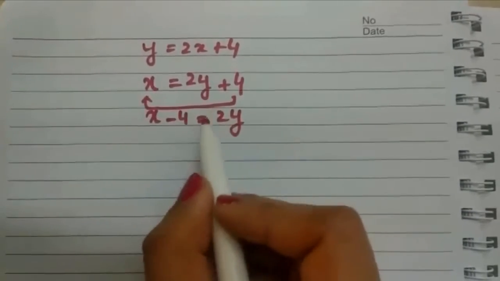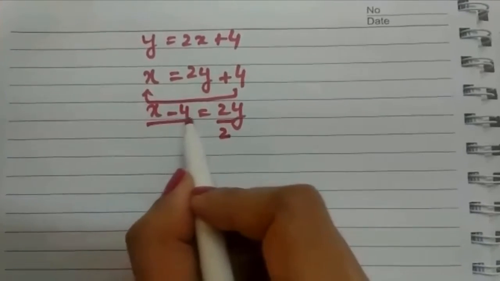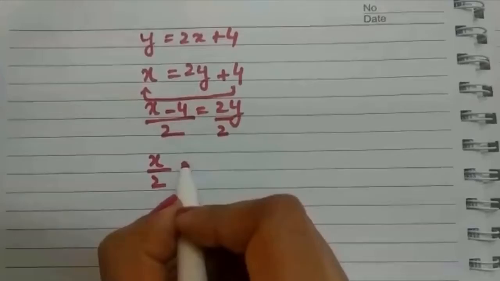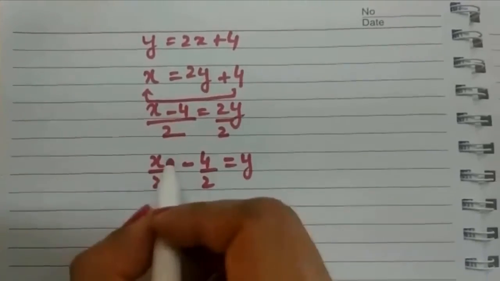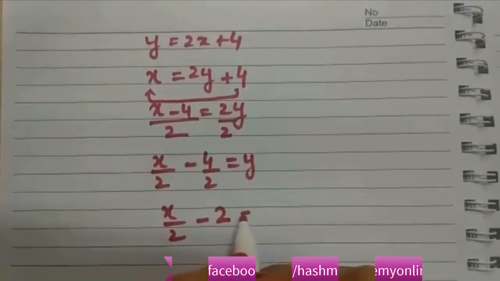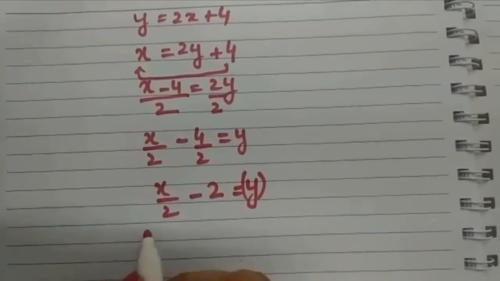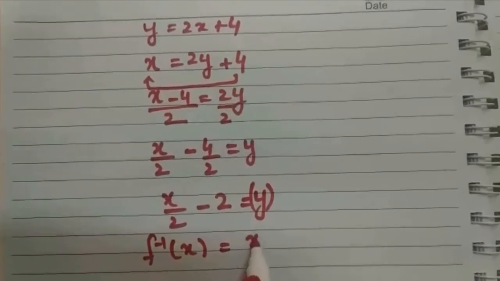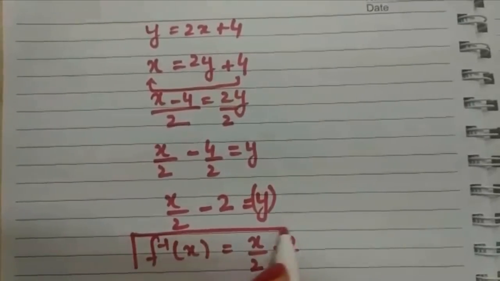Now we have to make the coefficient of y as 1. So what do we have to do? We have to divide by 2 here and 2 here, right? We get x by 2 minus 4 by 2 equals y, right? x by 2 minus 2 equals y. Now what is y? y is f inverse of x, equal to x by 2 minus 2. Here you get the inverse for this function.